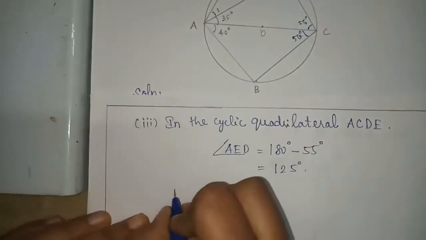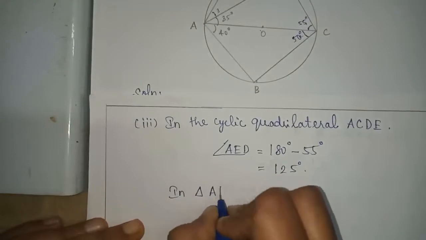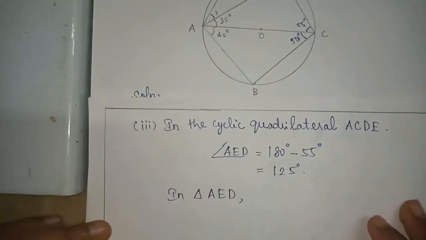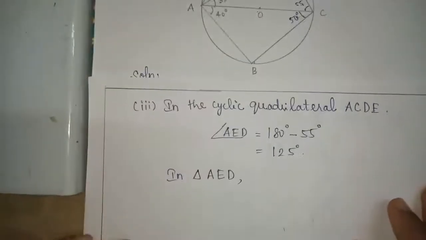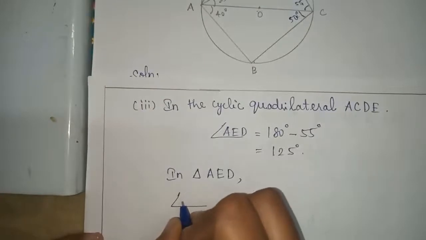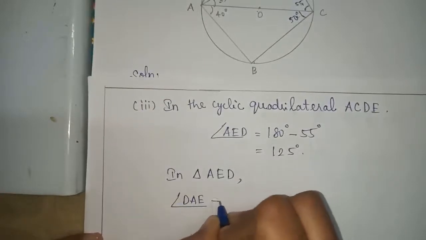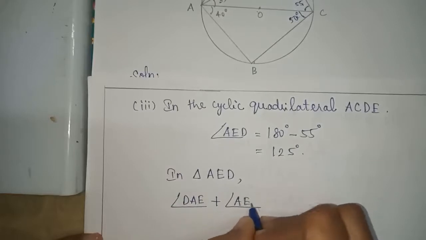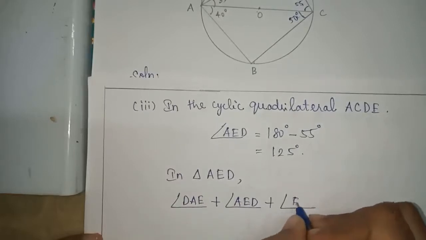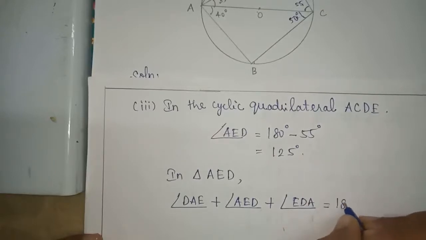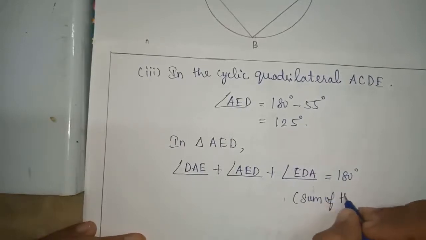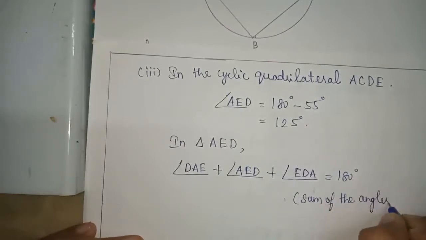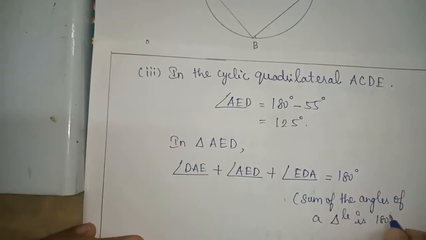Then in triangle AED, we have chosen triangle AED. In this, angle DAE plus angle AED plus angle EDA is equal to 180 degrees, because we know the reason: the sum of the angles of a triangle is 180 degrees.